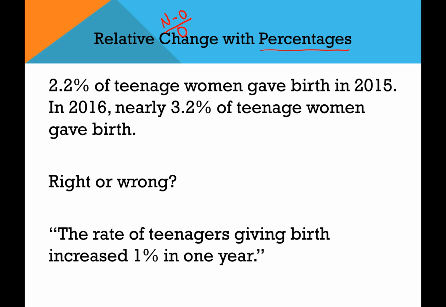So for example, here's a stat that 2.2% of teenage women gave birth in 2015. In 2016, nearly 3.2% of teenage women gave birth. Is this a true or a false statement? The rate of teenagers giving birth increased 1% in 1 year. Well, that's actually a false statement, and the reason why I want to give you caution is because it said increased by, right? It's giving you a rate.